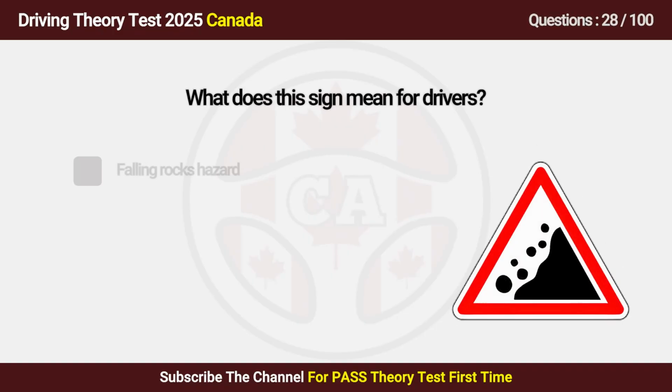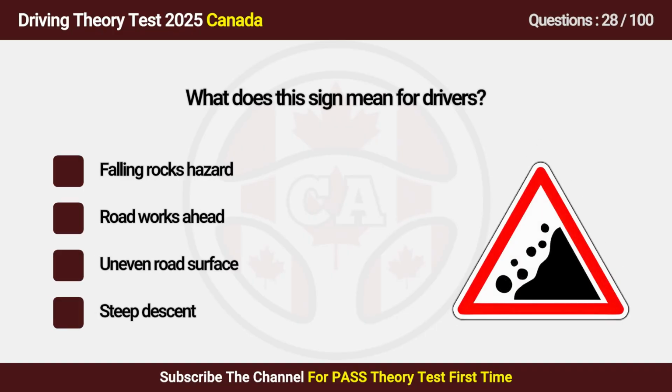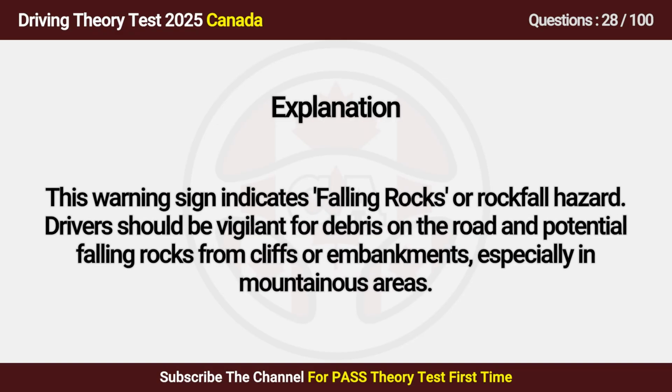Question 28. What does this sign mean for drivers? A. Falling rocks hazard. B. Road works ahead. C. Uneven road surface. D. Steep descent. Answer is A. Falling rocks hazard. This warning sign indicates falling rocks or rockfall hazard. Drivers should be vigilant for debris on the road and potential falling rocks from cliffs or embankments, especially in mountainous areas.